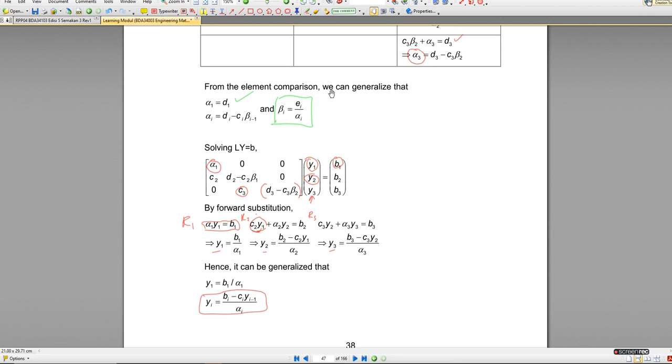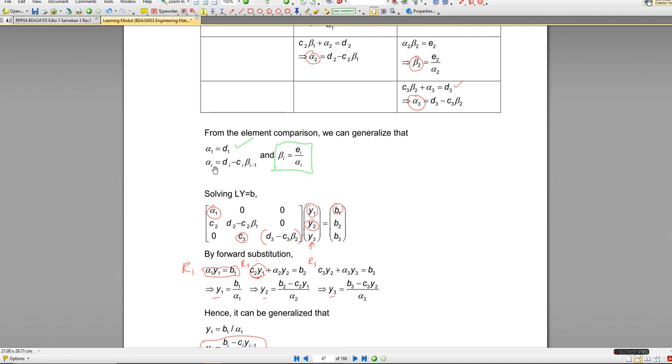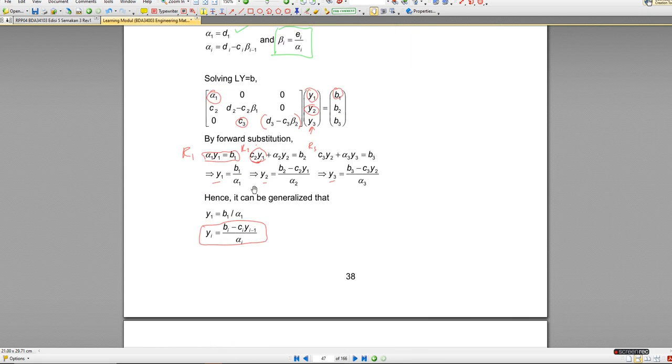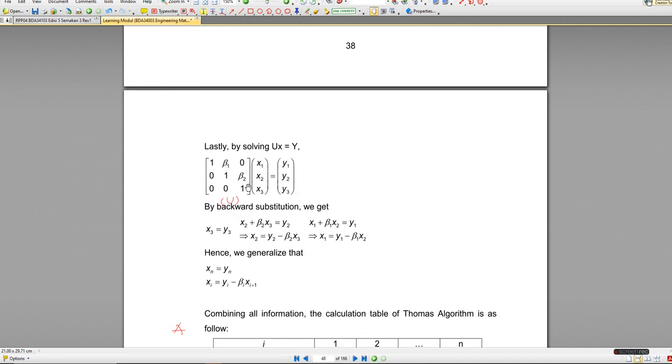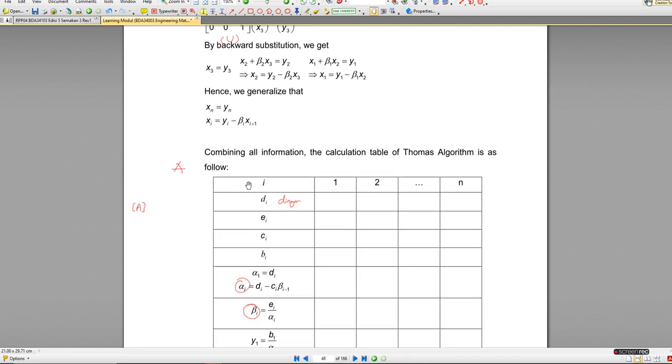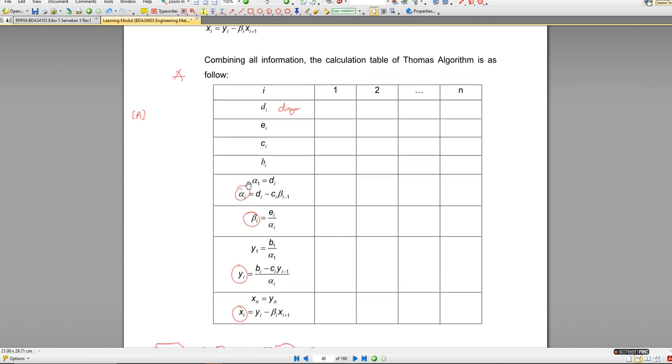So from the element comparison, we can generalize that alpha 1 is equal to D1. Okay, then we compare back. So alpha I is equal to D, and then you get the beta I. Beta I is equal to EI. This is the fixed formula that you can follow. Okay, then we combine by using the calculation table.